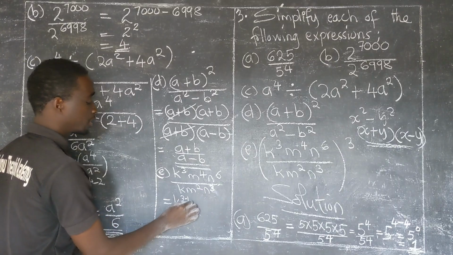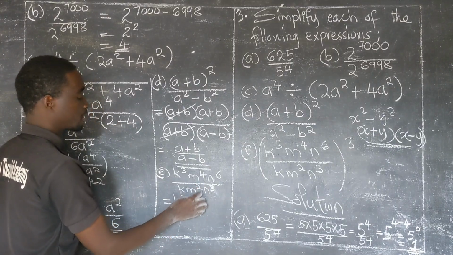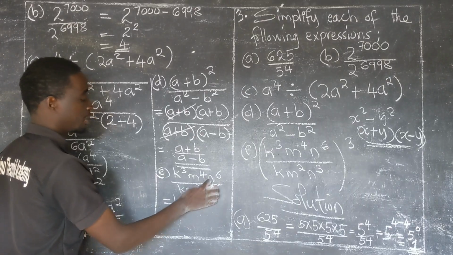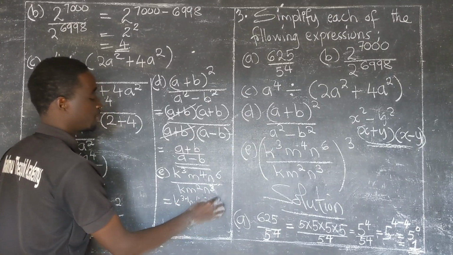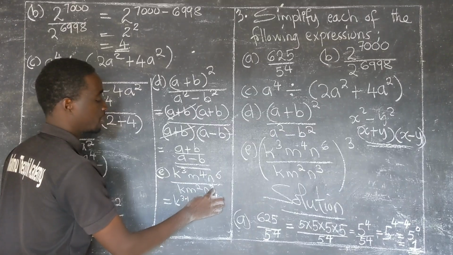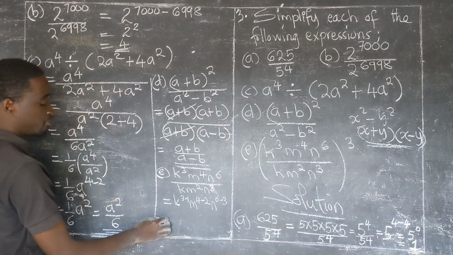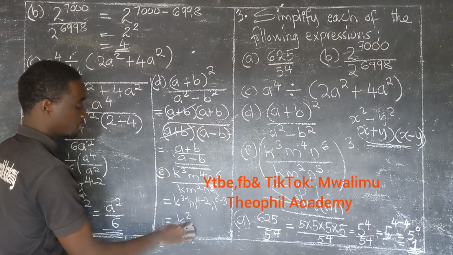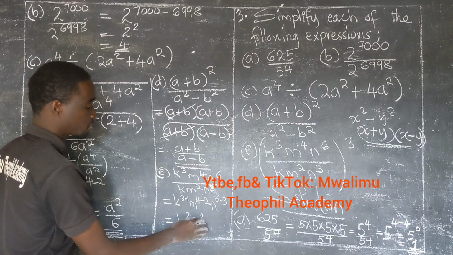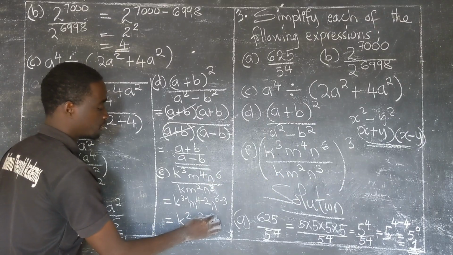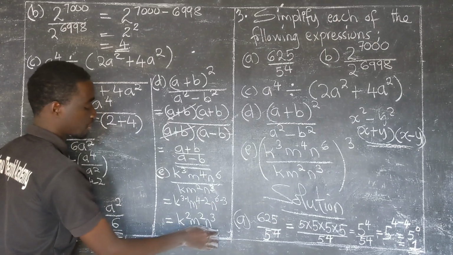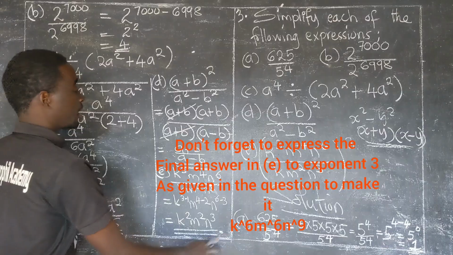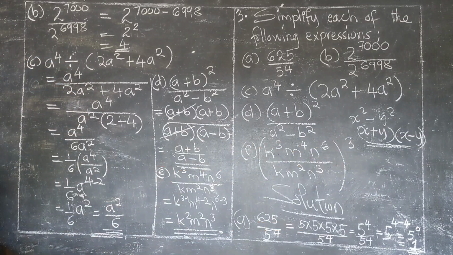Times we take a single m and subtract the exponents, 4 minus 2. For n, we take a single base and subtract the exponents, 6 minus 3. The final answer here will be k raised to 2 times m raised to 2 times n raised to 3. This is the answer. Now we are through with the third example.